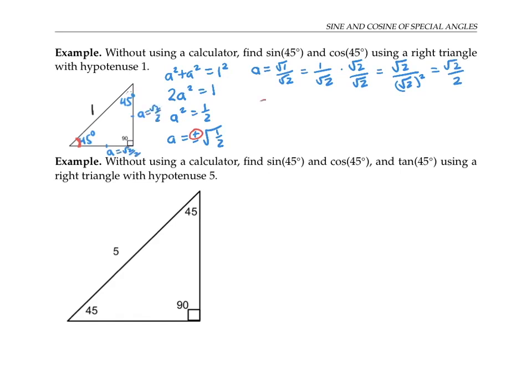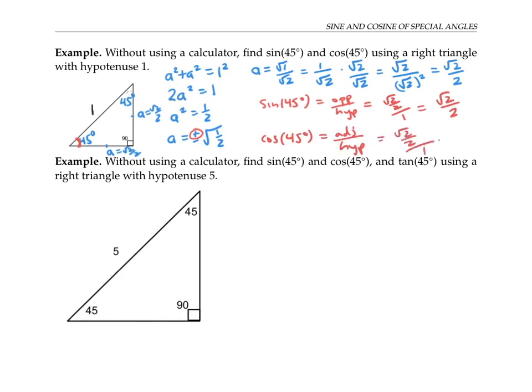Now I can figure out the sine of 45 degrees by computing the opposite over the hypotenuse. I'm looking at this angle, so opposite is square root of 2 over 2, hypotenuse is 1. So the sine of 45 degrees is the square root of 2 over 2. Cosine of 45 degrees is adjacent over hypotenuse. That's this side length over this hypotenuse, so that's the square root of 2 over 2 again.